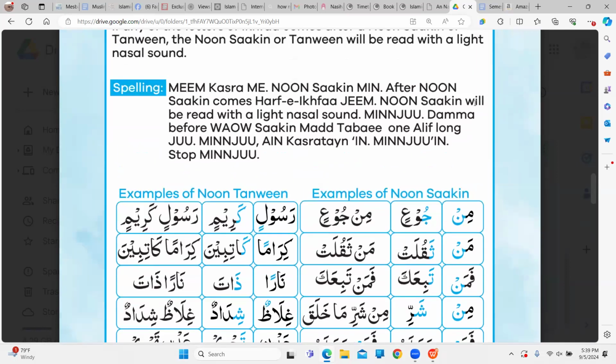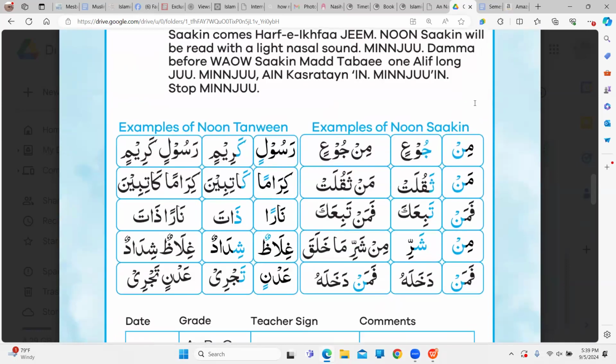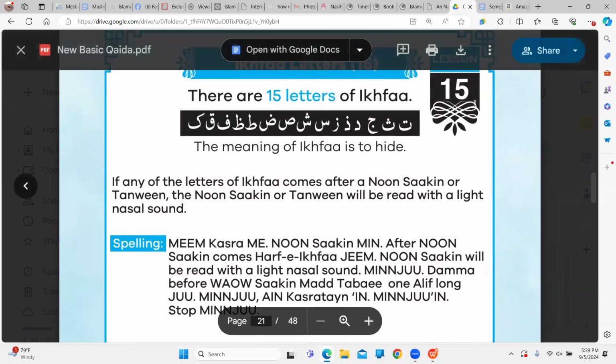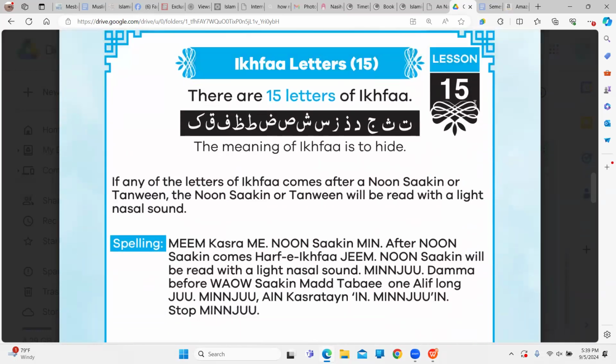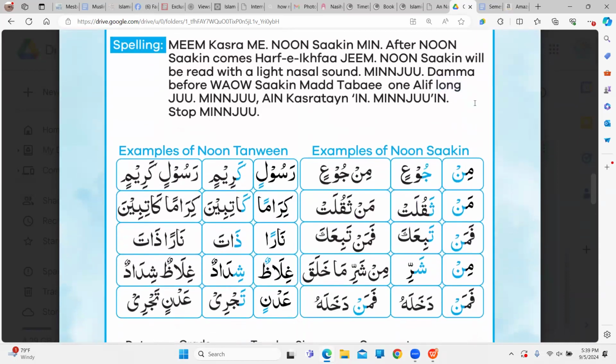Okay, so anyway, now let's quickly go to ikhfa. Remember, ta, tha, jim, dal: the child knows the 15 letters because we made them memorize in that sequence on the first page. Here, we're saying mim kasra mi, noon sakin min. After noon sakin came the letter jim, which is ikhfa.